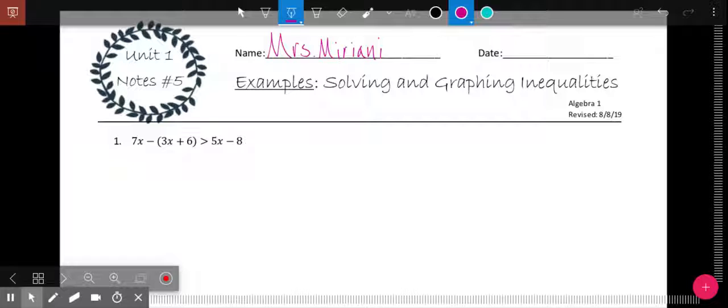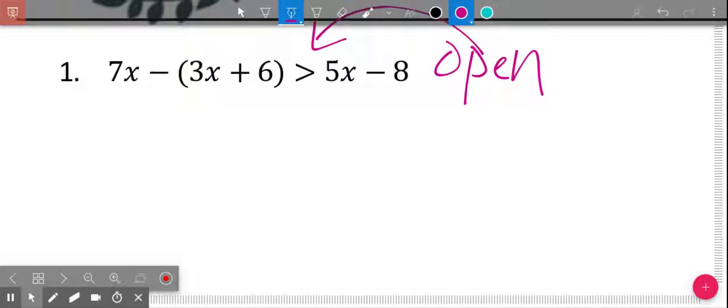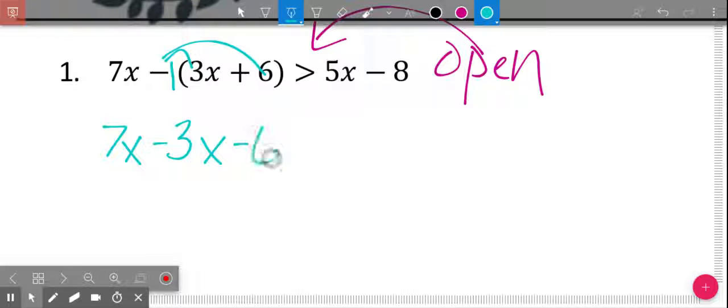Okay, so looking at number 1, I have 7x minus (3x plus 6) is greater than 5x minus 8. The first thing to notice is that this is going to be an open dot, because it is just a greater than symbol. So I need to go ahead and solve my inequality for my variable. I see that there's a minus sign in front of the parentheses, so I'm going to write in a -1 and distribute it to everything. Then I'll have 7x, -1 times 3 gives me minus 3x, -1 times 6 gives me minus 6, is greater than 5x minus 8.